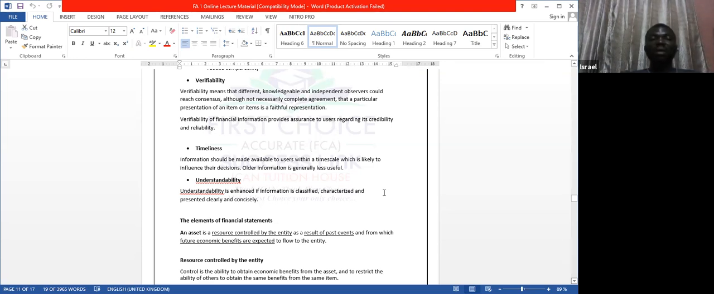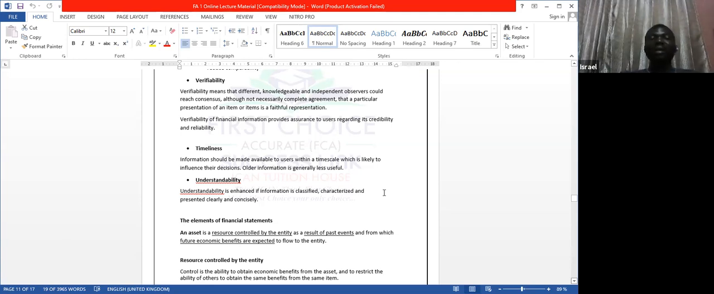understandability. Understandability: ability to classify, ability to present, ability to clarify the figures on your financial statement. When you are classifying, classify in a neat way that everybody will be able to see it and understand it. For example, if I want to get my gross profit, I have my sales. My sales will be on another naira sign. I have my cost of sales. If I'm doing a breakdown of cost of sales, it will be on another naira sign. Then the total will be transferred.